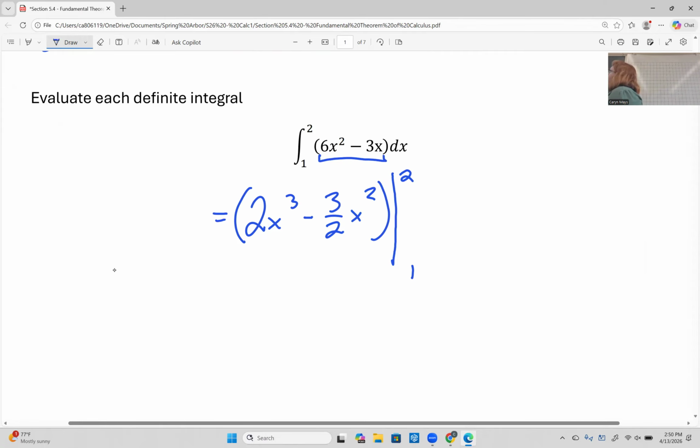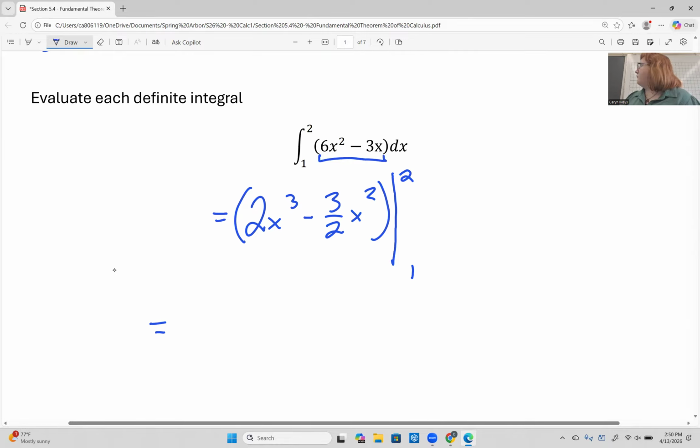Antiderivative rule reminders. We added 1 to the exponent, and then we divided by the new exponent. So 6 divided by 3 was the 2. Adding to the exponent, 1 plus 2 gave us 3. Divide by the exponent gave us the 3/2. Okay, so then plug in the bounds.